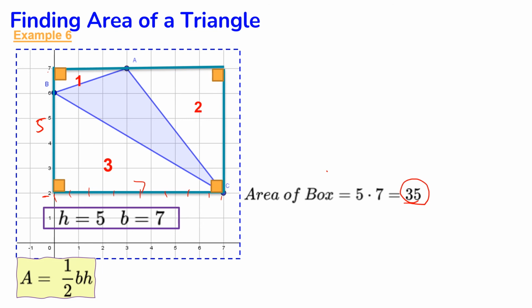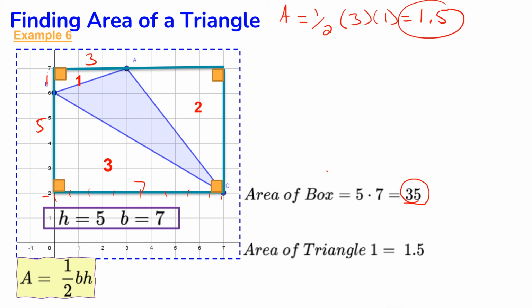So triangle 1, my base is 3, height is 1. So I'm going to start at the top to give myself some room. Area equals 1/2 times 3 times 1, that is 1.5. All right. So area of triangle 1 is 1.5.